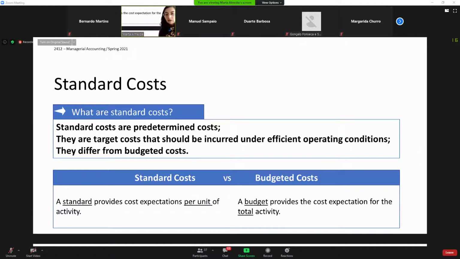So we saw in the example that we made on the pink skirts last week, we had the standard price that was per unit. And when we calculate the sales revenues for the total activity, that is a budgeted amount in total. Standard is per unit. This is the difference.